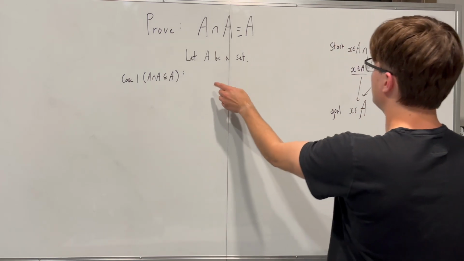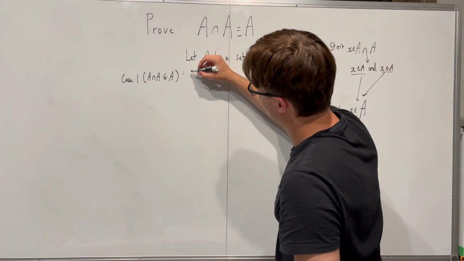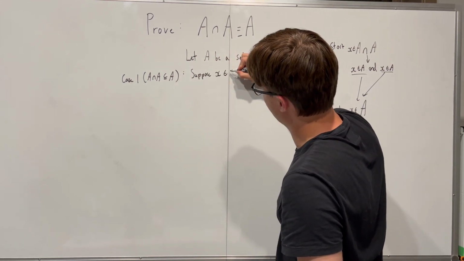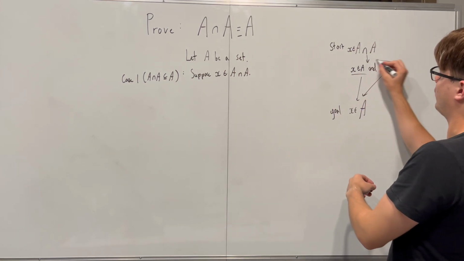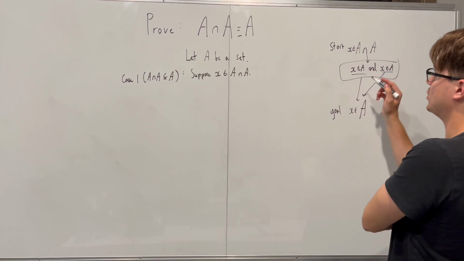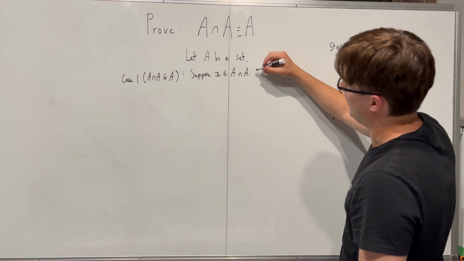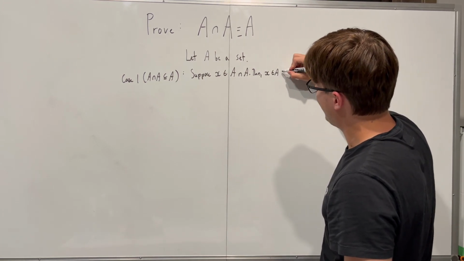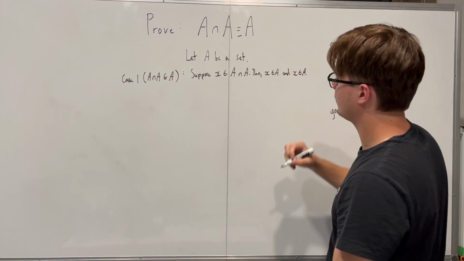So we start by supposing our theoretical variable X. We're going to say, suppose X is an element of A intersecting with A. Now we want to break it apart. We want to use our sketch. Our next step is going to be to explicitly state that when this is true, that means this is true. So we say, then X is an element of A and X is an element of A.